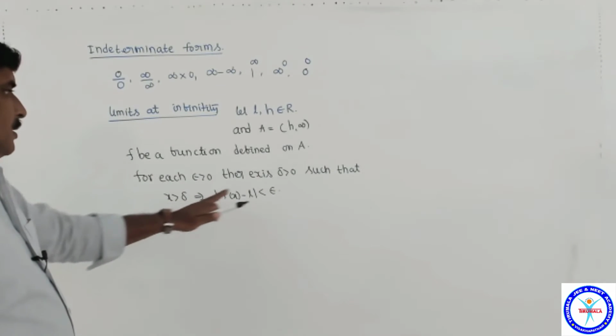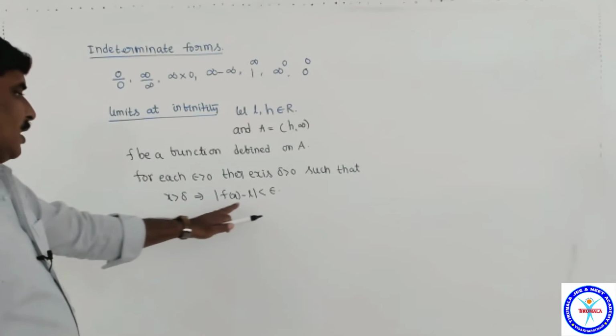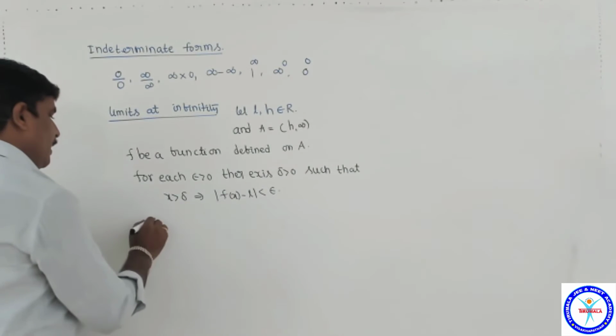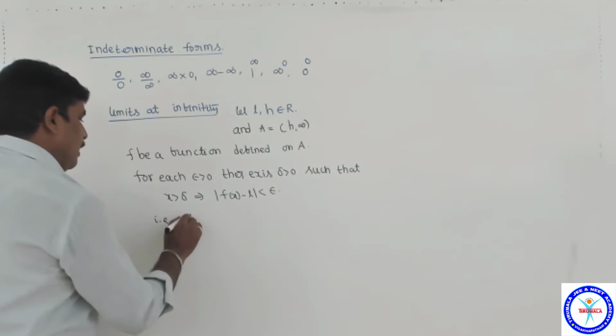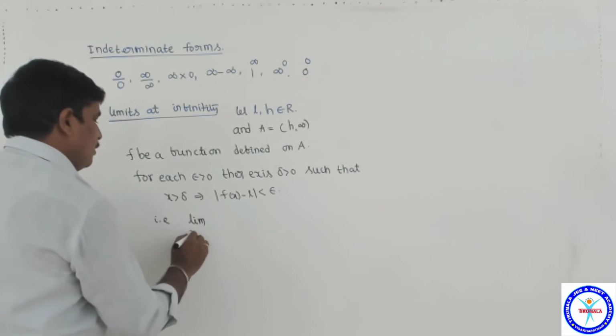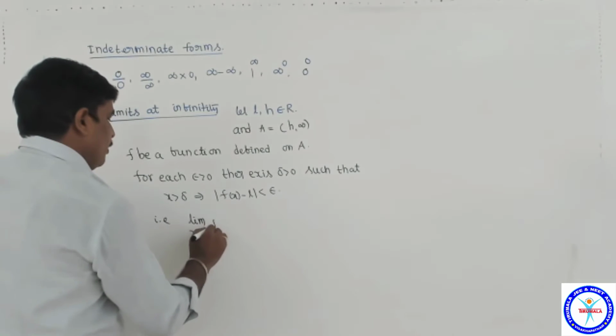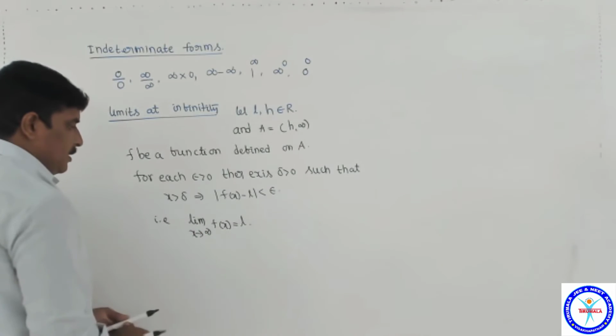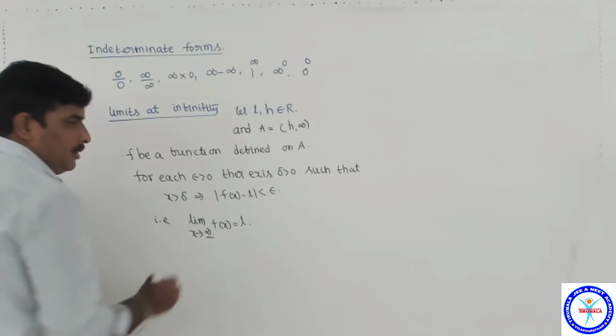So for any epsilon greater than 0, there is a delta such that x greater than delta implies mod f of x minus L less than epsilon. This is the limit at infinity, and it is denoted by limit x tends to infinity f of x equal to L. Limits at infinity.